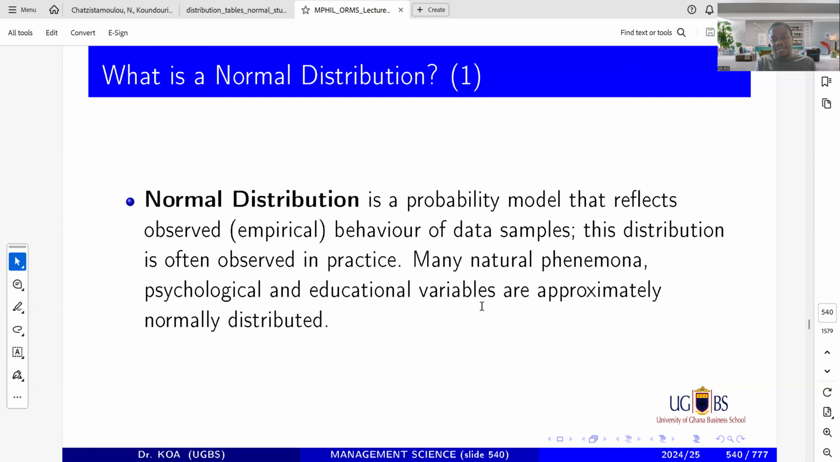There are so many things in life that exhibit normal distribution. Psychological variables, educational variables, monetary variables, all of them are approximately normally distributed. They are not Poisson distributed. They are not binomially distributed.